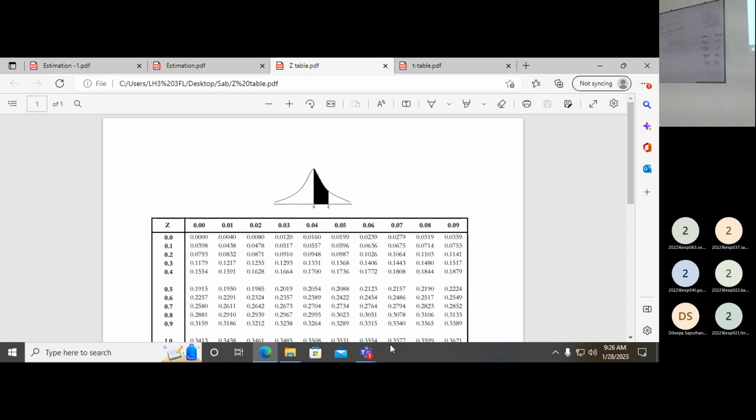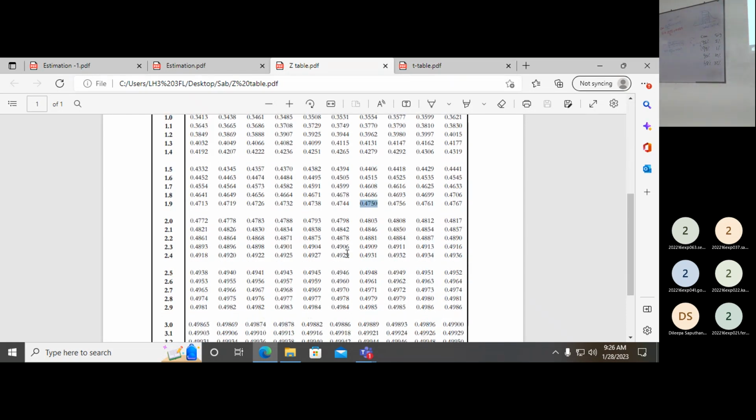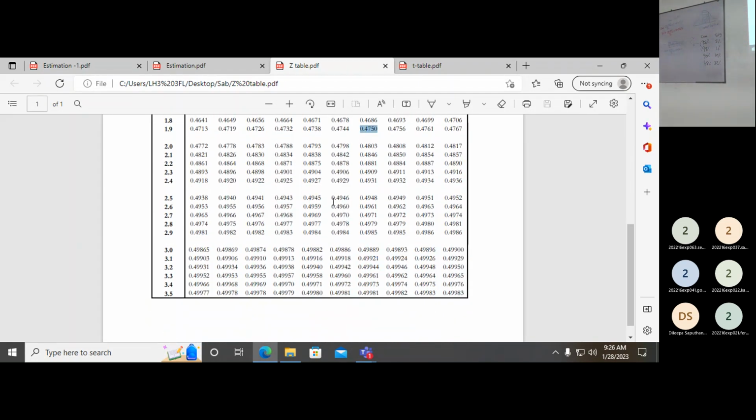Now 0.49... 47, 4929, 4946, 4949, 4951. Right. You can see these two values. 0.4949. Next one is 0.4951. Our value is 0.4950, isn't it? Now check what is the gap between these two. 4951, gap is 1. 4949, again gap is 1.